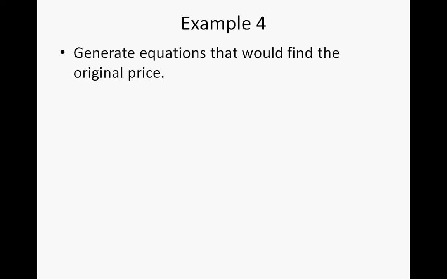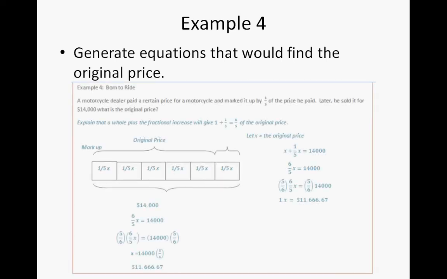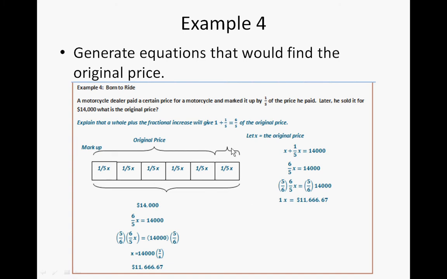All right, so for example 4, if the motorcycle dealer paid a certain price and marked it up by 1/5, later he sold it for $14,000, what was the original price? So again, we have the original price, which we don't know. We do know that it's marked up by 1/5, so that's going to give us 6/5 of the original price.